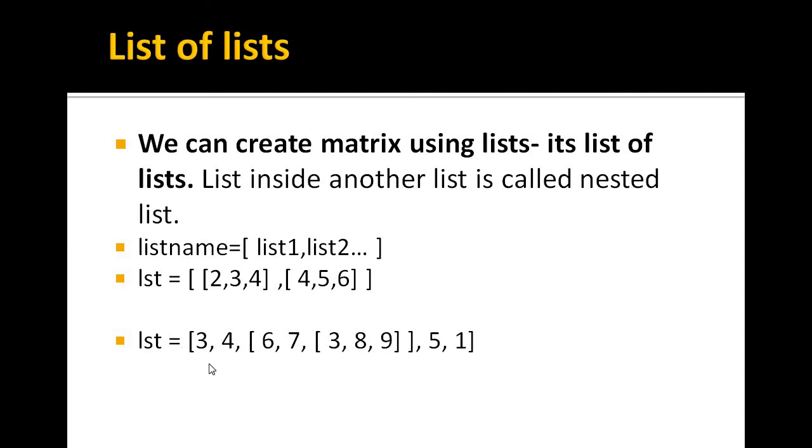So what happens when you write lst2? What will print? It will give you this sublist which starts from this square bracket to this square bracket. Note 3 is at 0 position, 4 is at 1 index, and from this 6 to 9 in the square brackets, this is the third value, or it is at 2 index, then at 3 index, and at 4 index as well.